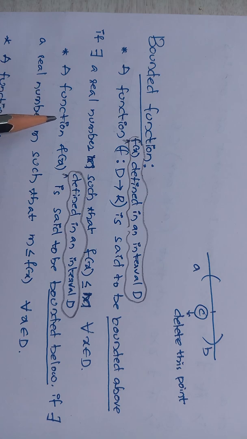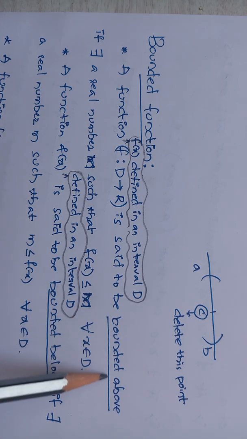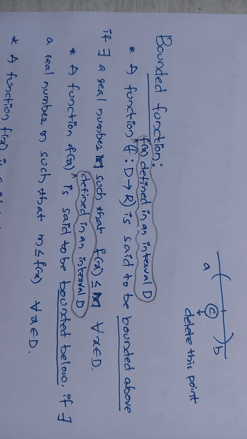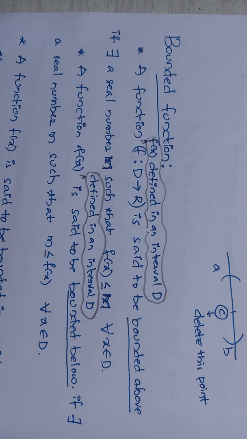for all x belongs to D. So this is the bounded above definition. Next, a function f of x defined in an interval D is said to be bounded below if there is a real number m such that m is less than or equal to f of x for all x belongs to D.